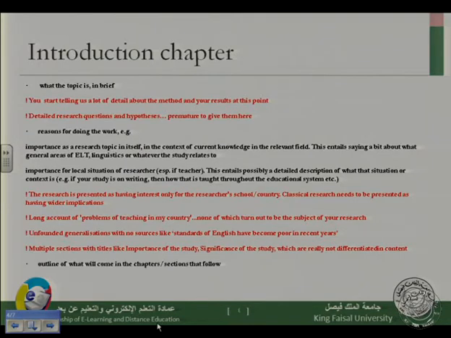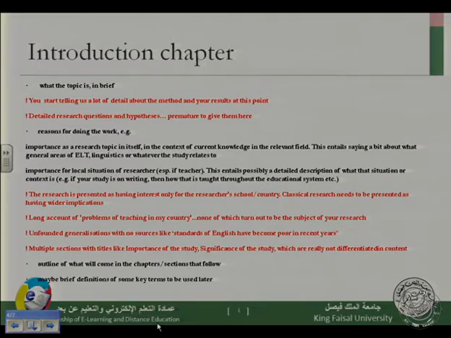A good section in your introduction chapter is an outline of what will come in the chapters that follow. So at the end of your introduction, have a section saying, in chapter 2 we will talk about this, in chapter 3 we will talk about that. Give an account of all the chapters.